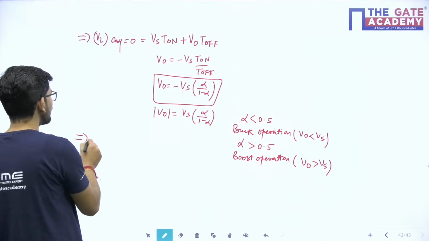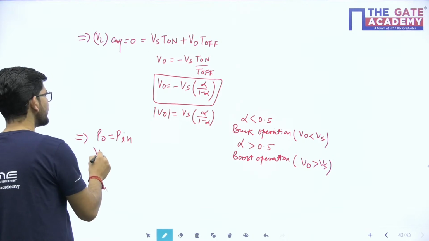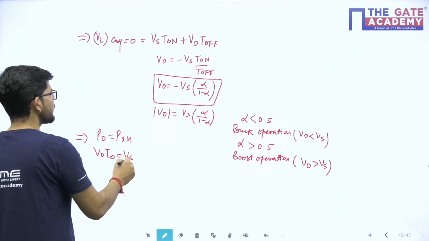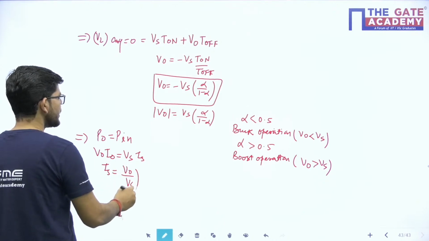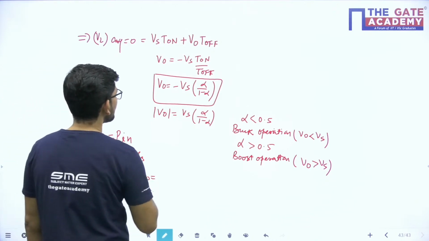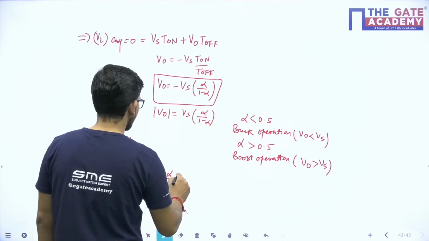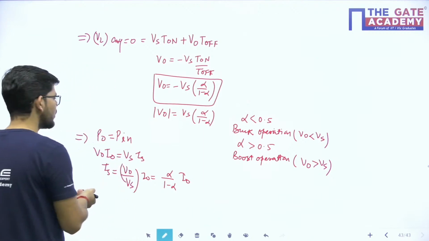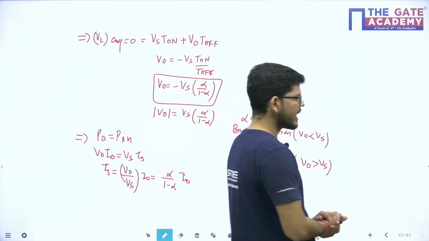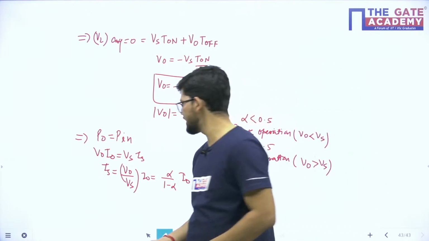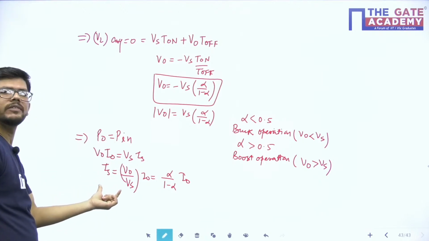Second thing that we do is just equate P naught to P input. When you equate P naught to P input, what will you get? You will get the value of Is. Is will be V naught upon Vs into I naught. So V naught upon Vs will be equal to alpha upon 1 minus alpha. So you have calculated Is, which is alpha upon 1 minus alpha times I naught, isn't it? So we have calculated output voltage, and we have calculated the average value of source current.